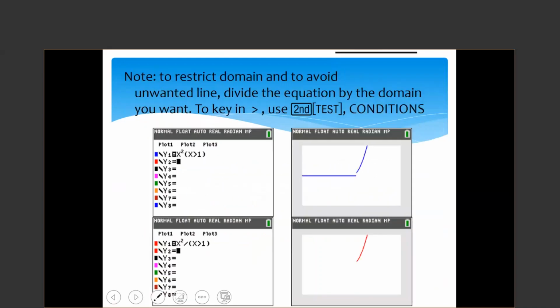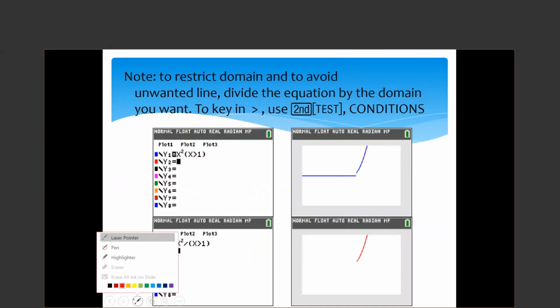Okay. Another very important feature is when I want to draw a certain part of the graph. Let's say I want to draw x squared, but I only want to draw x greater than 1. I only want this part of the curve. I don't want the whole curve. I don't want this part of the curve. So you may want to restrict the domain.